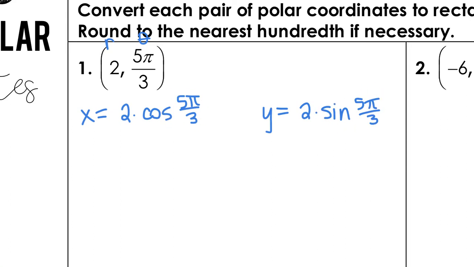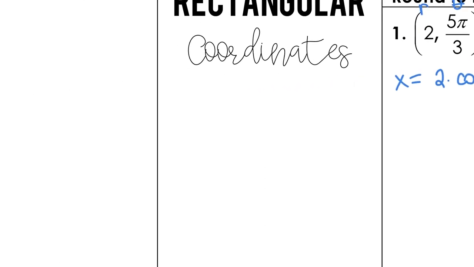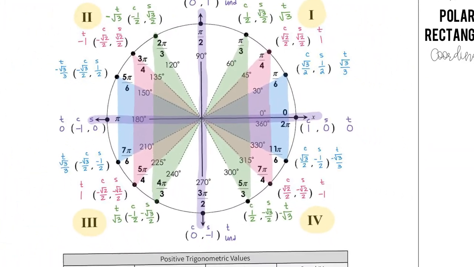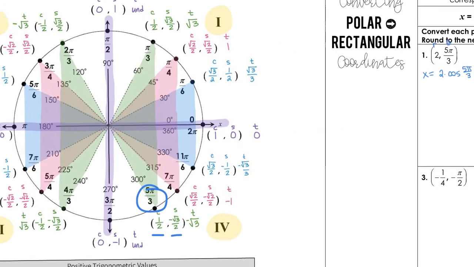There's an actual value for those, so I'm going to go to my unit circle. I have one pulled up over here to the side. And let's look for 5 pi over 3. That is right here. There's my angle. So cosine is 1/2 and sine is negative square root of 3 over 2. So I'm going to plug those in.